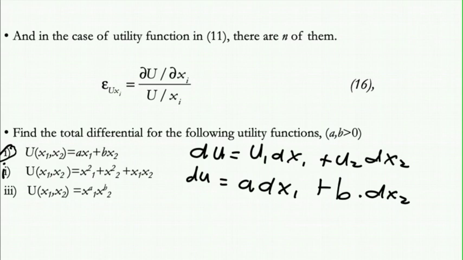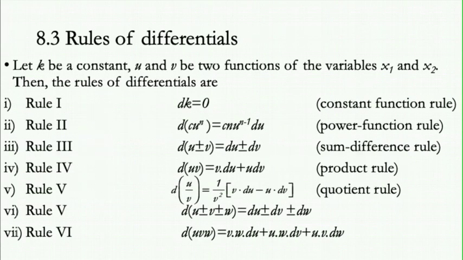Now, there are some rules of differentials that you need to follow. If you can understand the rules of differentiation, then the rules of differentials are not difficult to understand. So we have about 7 rules here. Let's say k is a constant, a number. Let's say k equals 5, 6, 10, it wouldn't change. And u and v are two functions of the variables x1 and x2, then the rules of differentials are as follows. So rule number 1, if you differentiate a constant, of course, obviously it becomes 0.